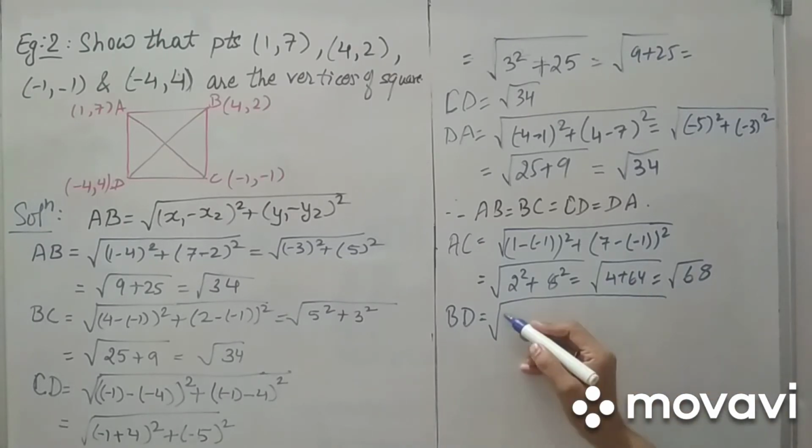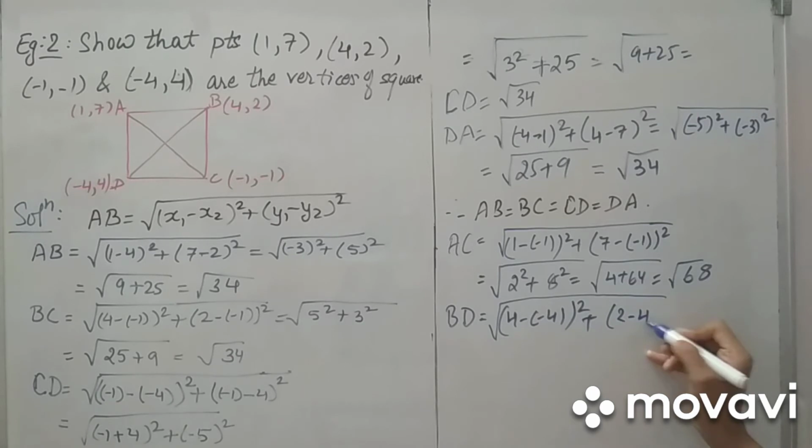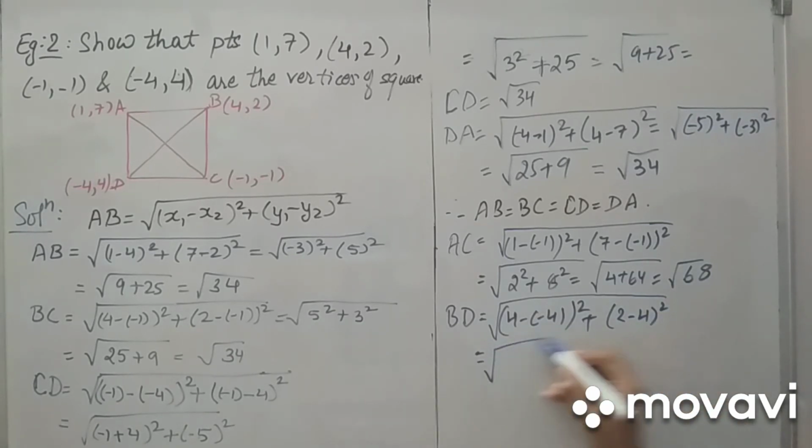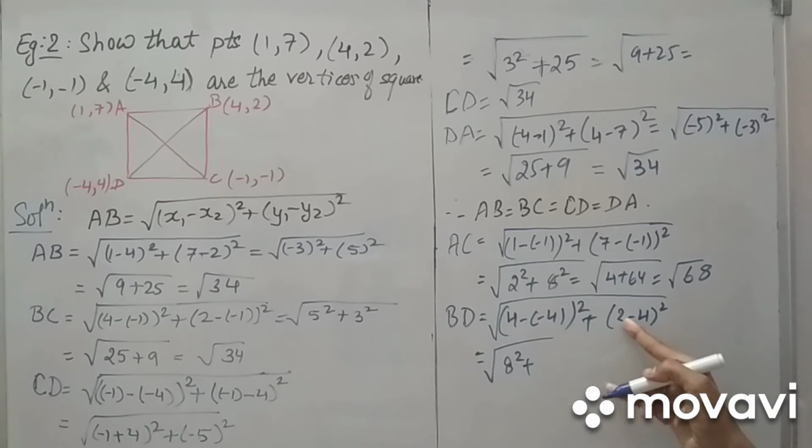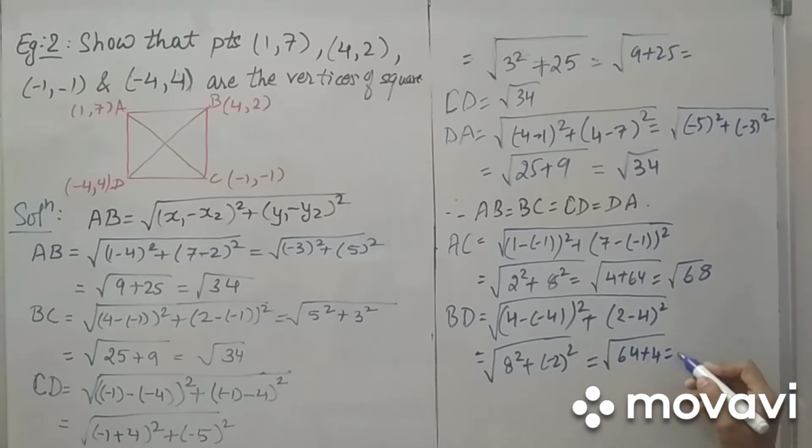Now 4 minus minus 4 and its square plus 2 minus 4 square is equal to root of, minus, it will become plus, 4 plus 4, 8 square plus minus 2 square. So 64 plus 4 is equal to 68. You can see here both are giving you 68 only. So what I am writing here, AC is equal to BD.